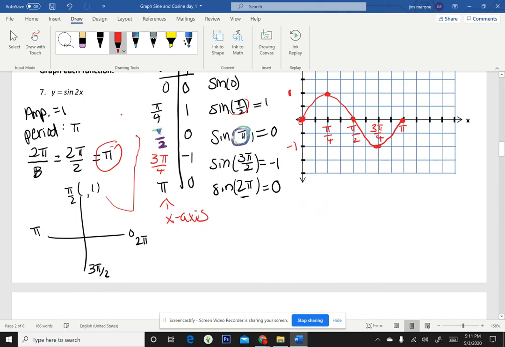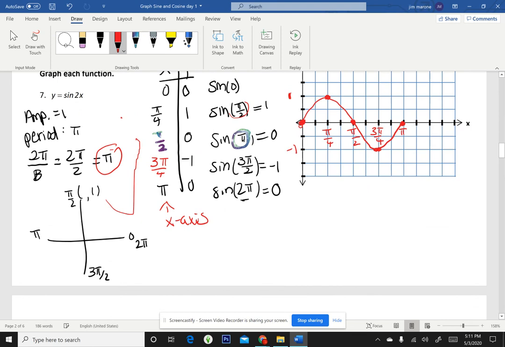We could keep going. It's going to keep going up and then back down again and so forth. It doesn't just stop at the period, and it keeps going this way also. So the sine wave, or sinusoidal wave, is going to keep going up and down and up and down.